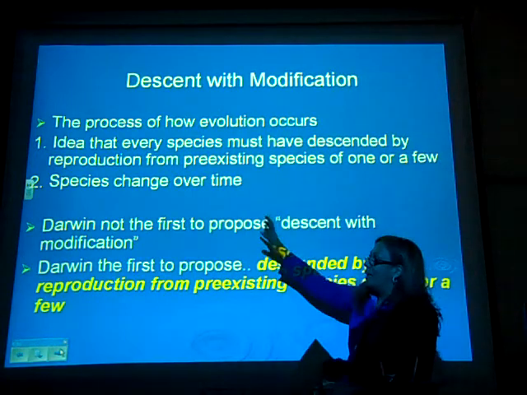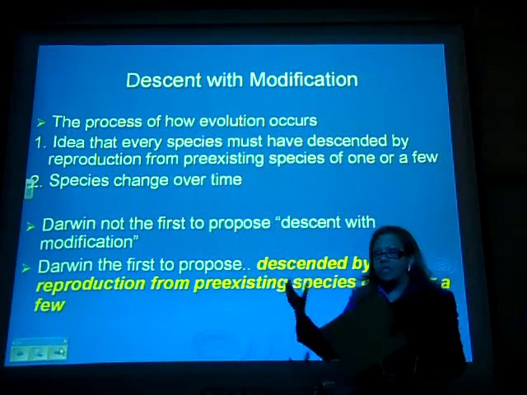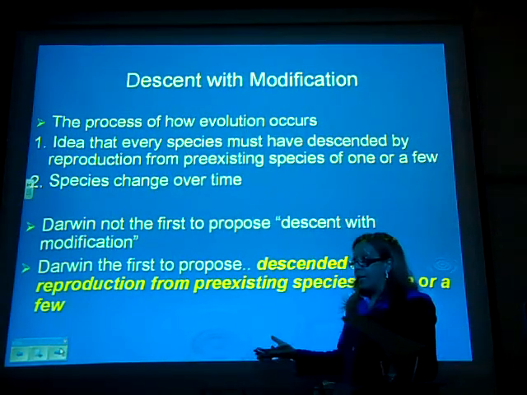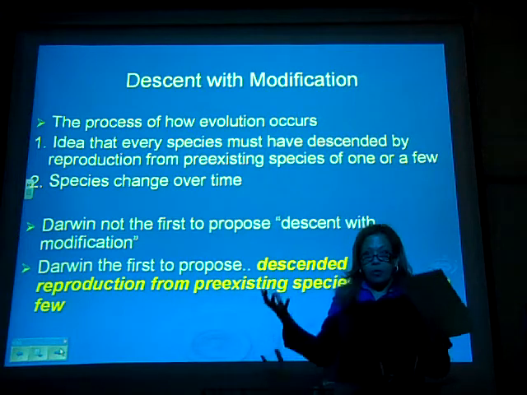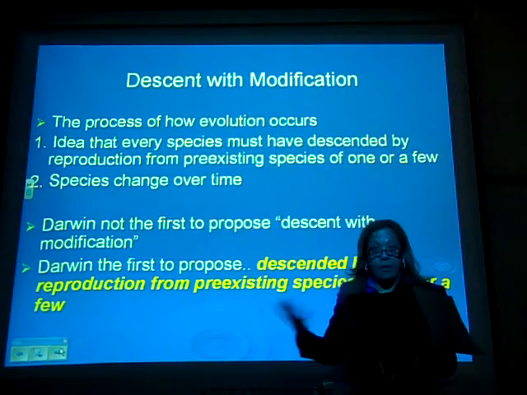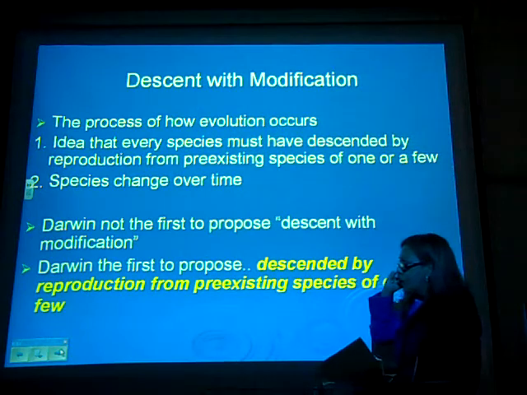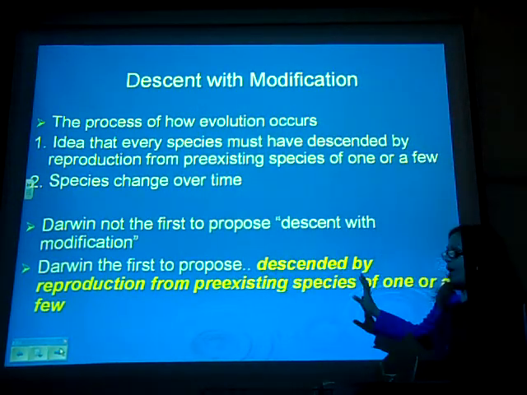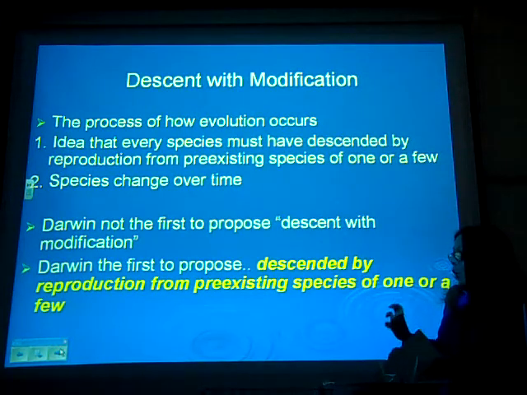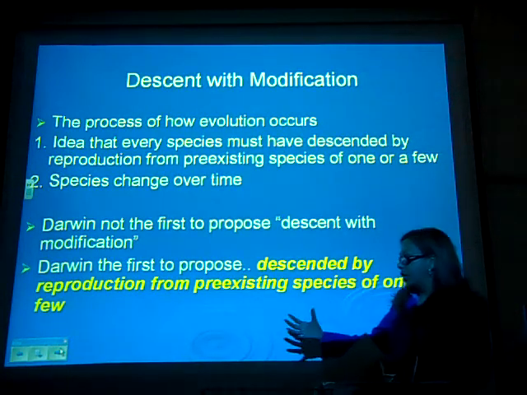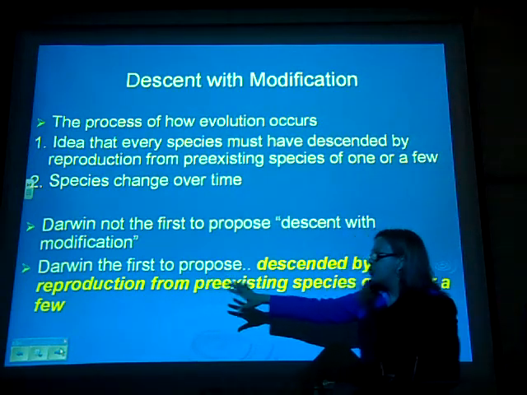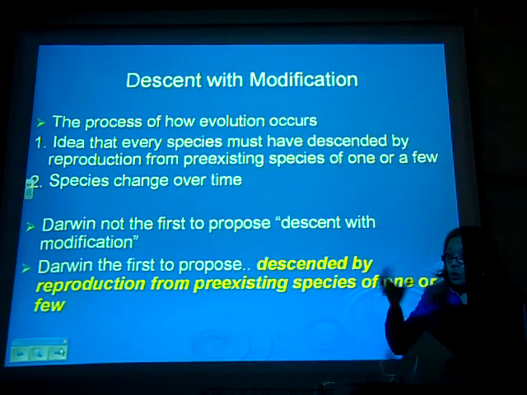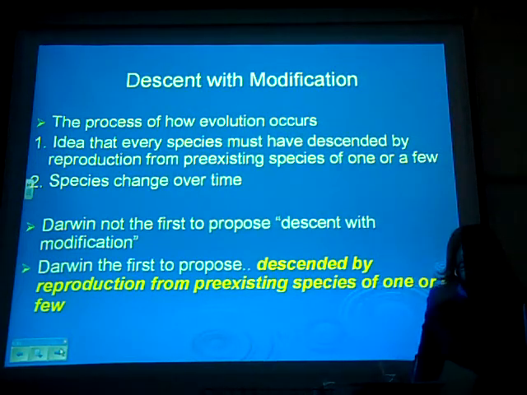And the second part is that this took time, that this didn't happen in just one generation, where I might decide I'm going to develop muscles and suddenly I can have children with this trait that I've developed in my lifetime. Okay? One thing to remember is that Darwin was not the first to propose descent with modification, but he was the first to propose the explanation that organisms reproduce from pre-existing species of maybe one or a few in our very distant past.